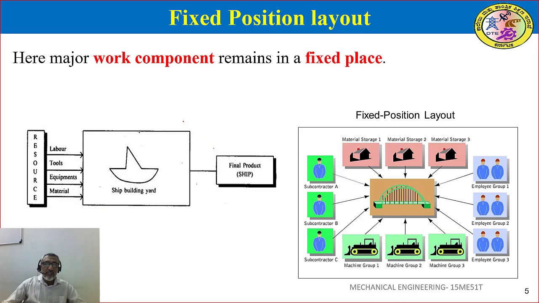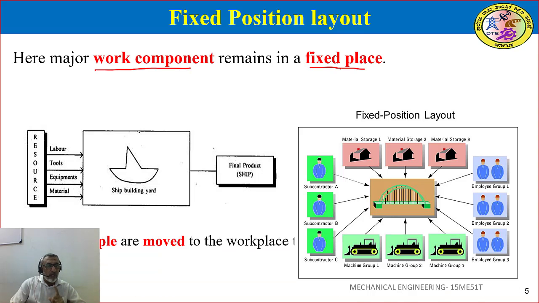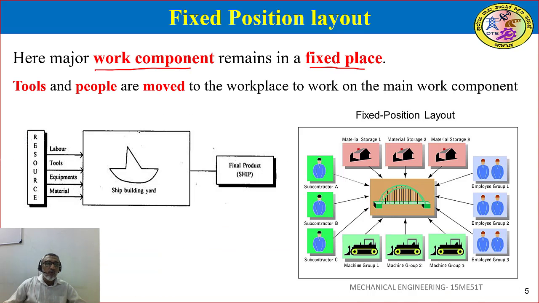So, fixed position layout is the one where the major work component remains in a fixed place. Because the major work component is there in one place, we have to move all the required items. We have to move the tools to the site. We have to move all the required people to the site. So all these things are to be moved to the site, as the main work component remains in one fixed place.